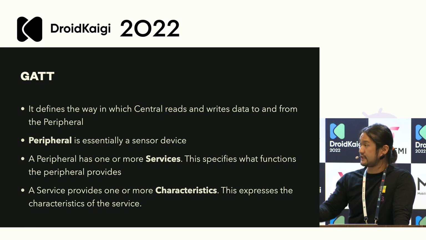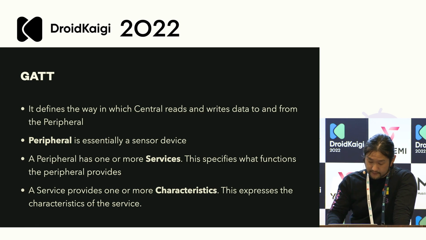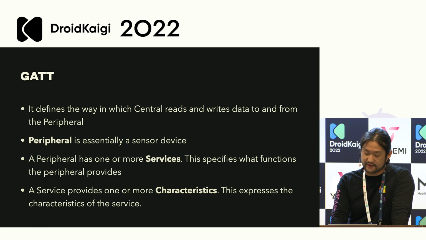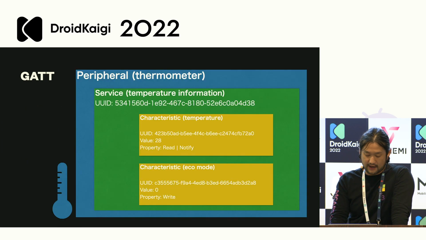Let's get this straight, because this is very hard to understand. GATT defines how peripherals and central talk to each other in BLE. Peripherals are, in simple terms, sensor devices. Peripherals have 1 or more services. A service is a function provided by a peripheral. One service has 1 or more characteristics. This is a property of the service. I know this is very hard to understand, so I drew the diagram.